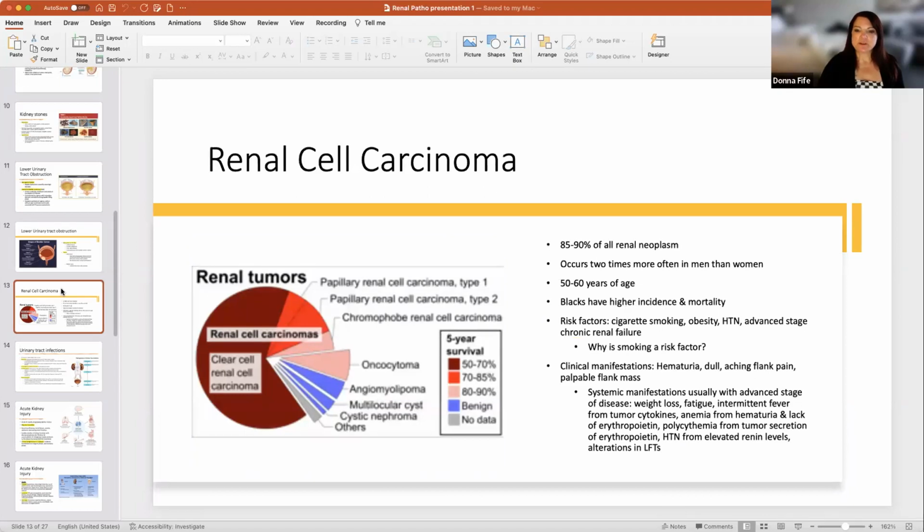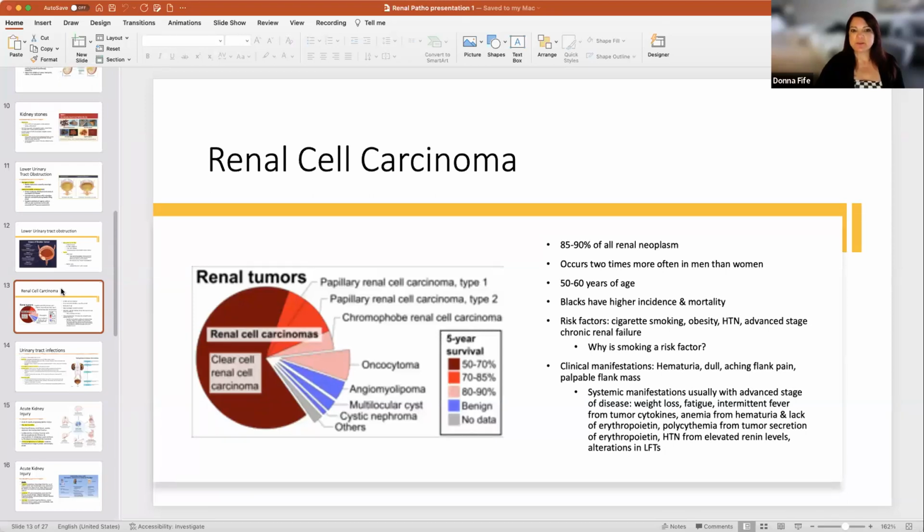Renal cell carcinoma: 85 to 90% of all renal neoplasms are this type. This occurs 2 times more often in men than in women. Age of onset is usually 50 to 60 years. Blacks have a higher incidence and mortality from this type of cancer. Risk factors include cigarette smoking, obesity, hypertension, and advanced stage chronic renal failure. Cigarette smoking is attributed here because nicotine goes through the system and through the kidneys for filtration, and comes out through the bladder, so exposure to the nicotine can lead to renal cancer.